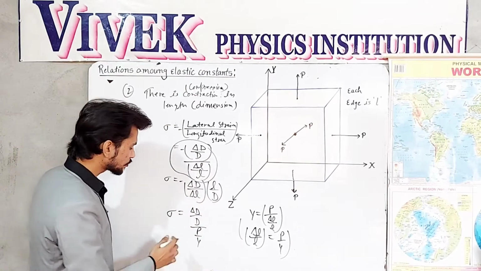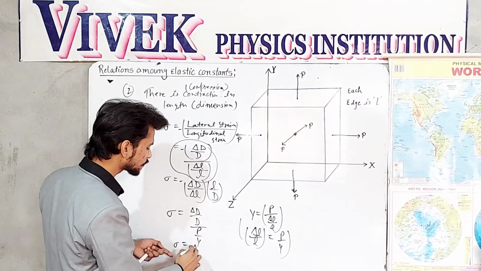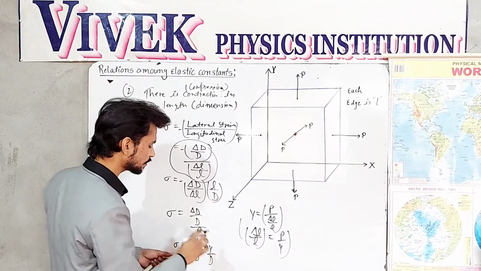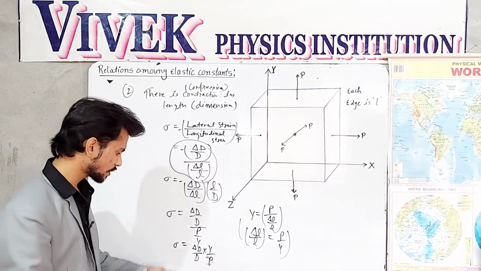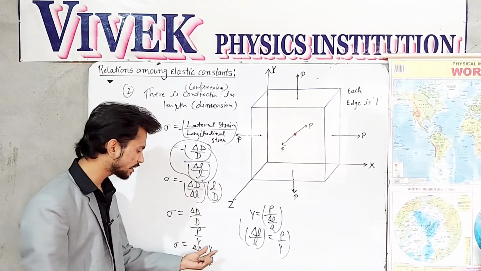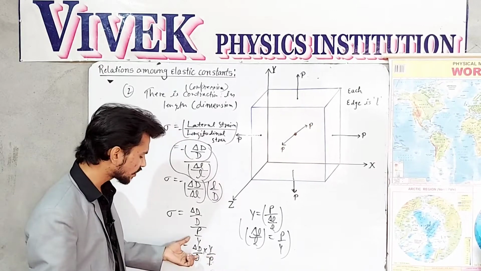So I can use sigma equals delta D over D multiplied by Y over P. So this is what we have: the relation between the Poisson ratio and the Young's modulus of elasticity in terms of normal stress and the lateral strain here.